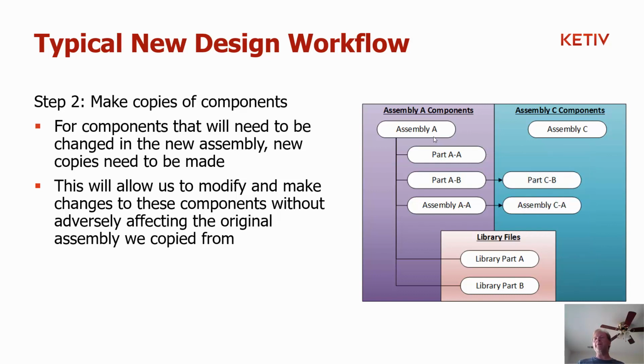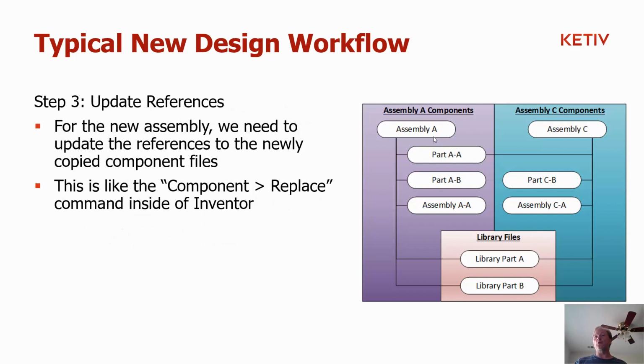So what I'm going to do is the parts that I do want to change, I'm going to go ahead and make a new copy of those files that are fresh. And then I'm going to go in and update the references so that assembly C, instead of referencing part AB and assembly AA, is now going to reference its own copies of those files, which in this case I'm just calling part CB and assembly CA.